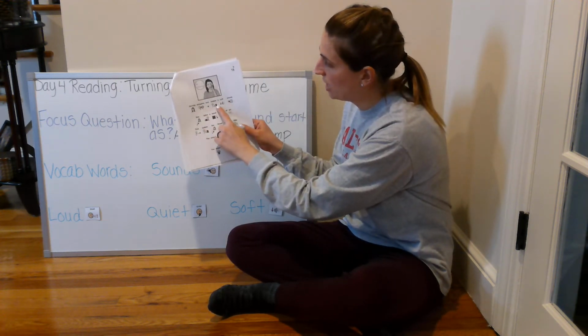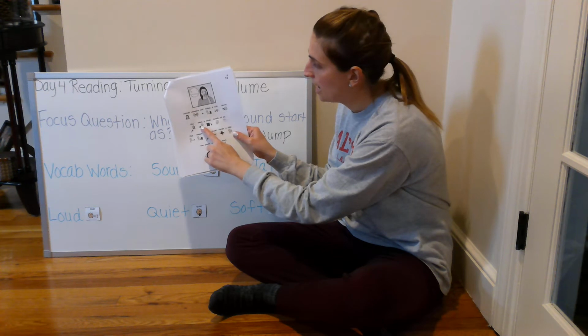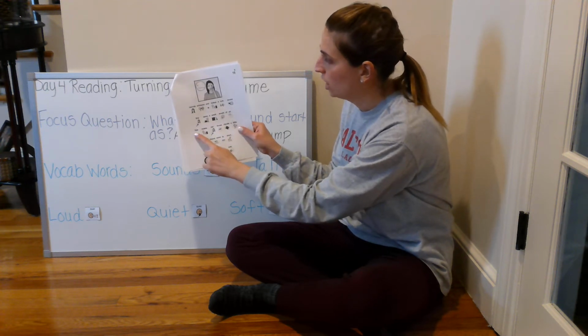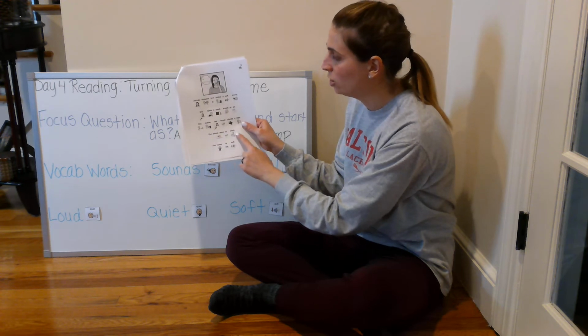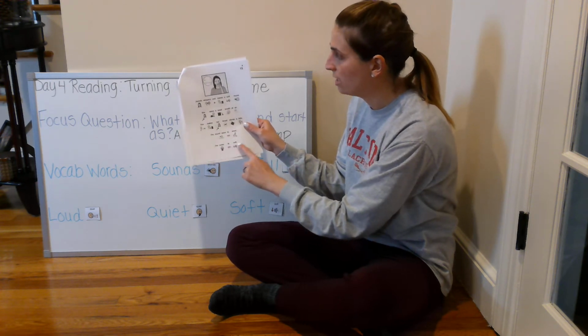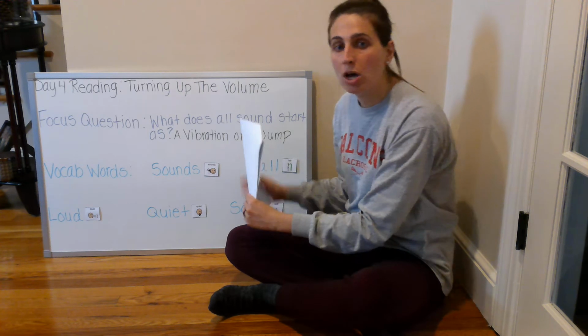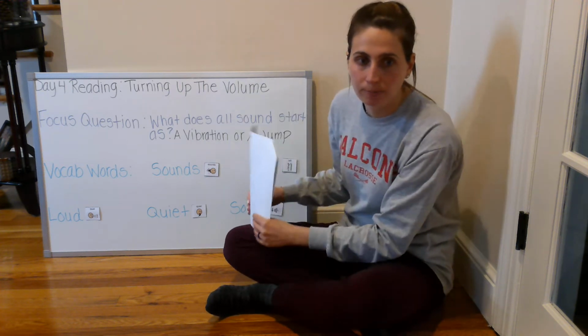Jacinda whispers and makes a soft sound. She takes a small breath of air. This makes her throat vibrate a little. The sound wave is short. The noise is soft. So now I'm going to pause and I'm going to ask you a question.